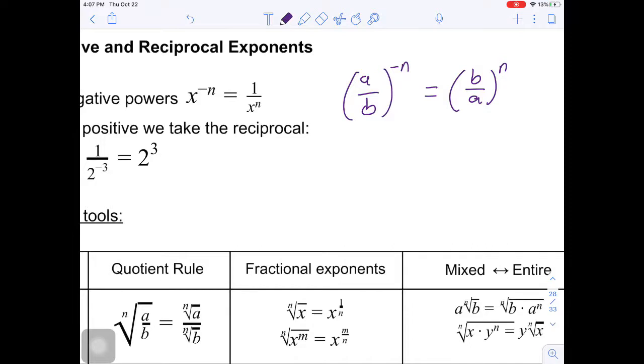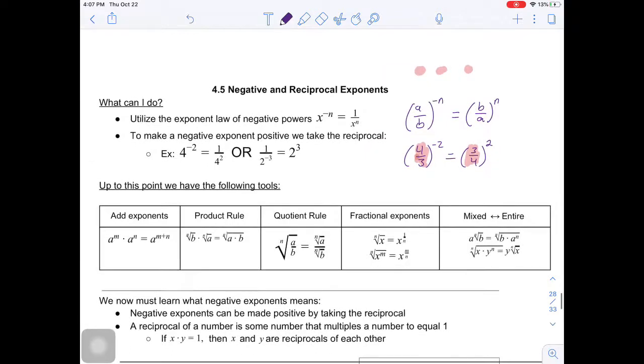Okay, so if we have, for instance, 4 over 3 to the power of negative 2, we can make that exponent positive by flipping our fraction and taking the reciprocal, and that gives us positive 2 as an exponent there. Here we have 1 over 2 to the power of negative 3. It works the other way as well. We can put that on top and you get a positive exponent.